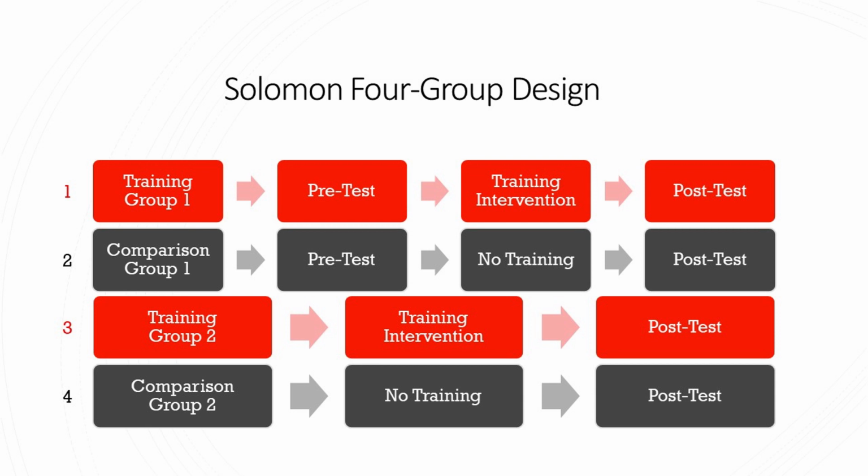The first group is the first training group, and they complete both a pre-test and a post-test. The second group is the first comparison group. They complete both the pre-test and the post-test as well. The third group is the second training group, who only take the post-test. The fourth group is the second comparison group, who only takes the post-test. These 4 groups allow us to make all kinds of comparisons to determine and validate training effects.